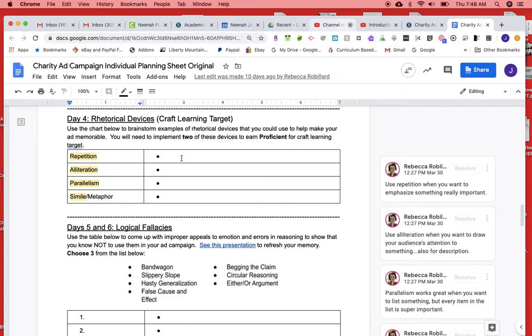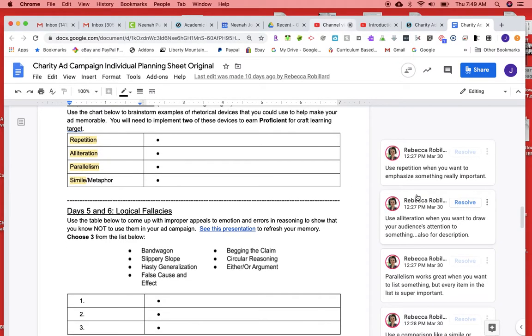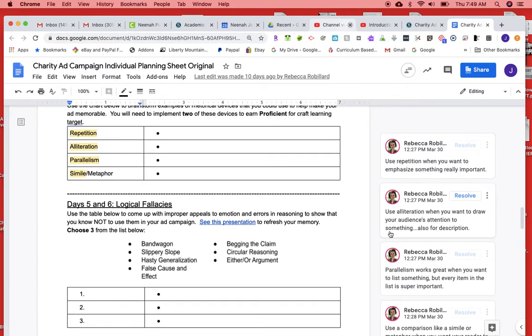So we have repetition. So maybe repeating the same thing. You really want to drill home some importance of why your charity is so important. Alliteration, or use of parallelism, or use a simile and metaphor. So some notes that Ms. Robillard put on the side here. Use repetition when you want to emphasize something really important. Use alliteration when you want to draw your audience attention to something.